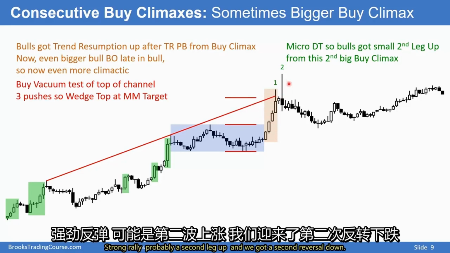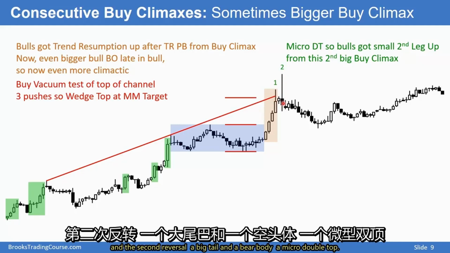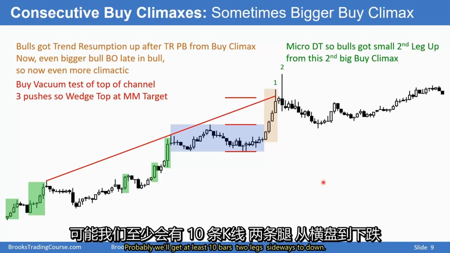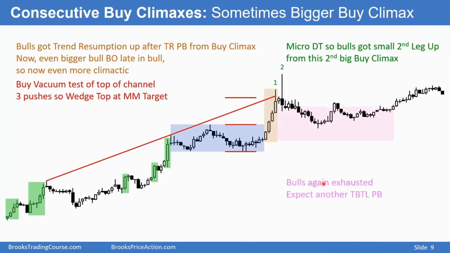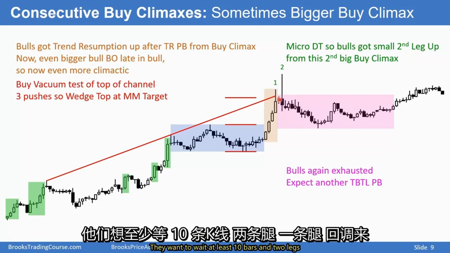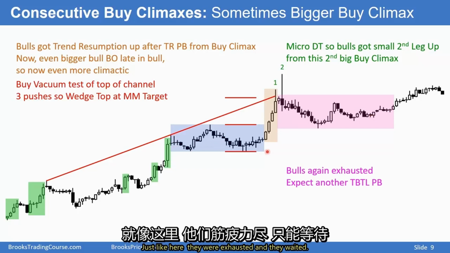Strong rally, probably a second leg up, and we got a second reversal down. First reversal here, this tail, and the second reversal, a big tail and a bear body, a micro double top. 2 attempts to break above resistance, both failed. Probably we'll get at least 10 bars, 2 legs sideways to down. Bulls exhausted. They want to wait at least 10 bars and 2 legs, 1 leg, pull back, 2 legs before they buy again. Just like here, they were exhausted and they waited.